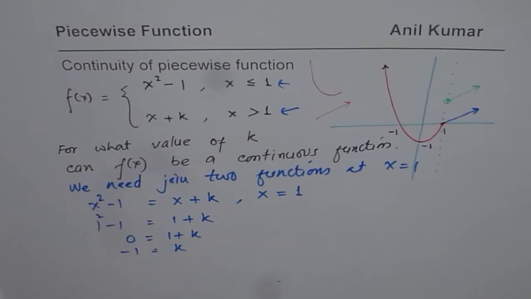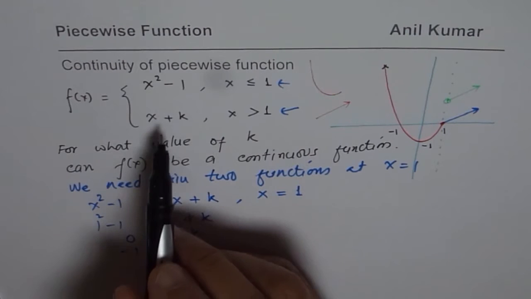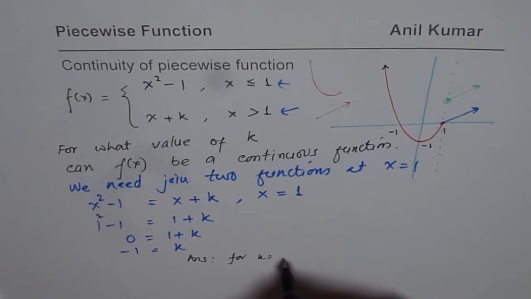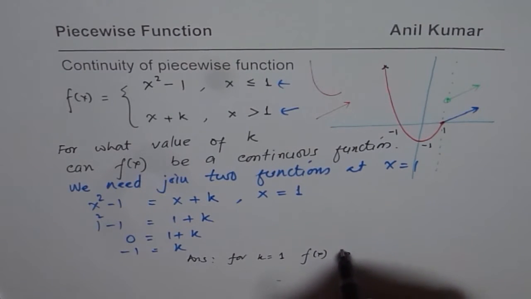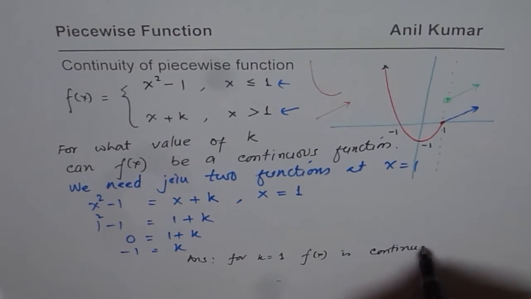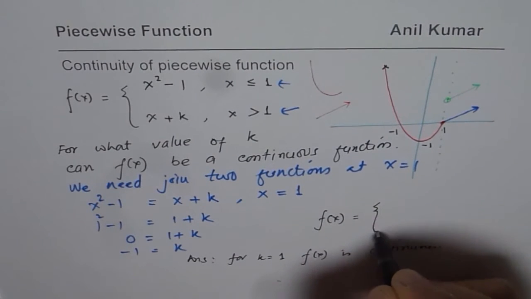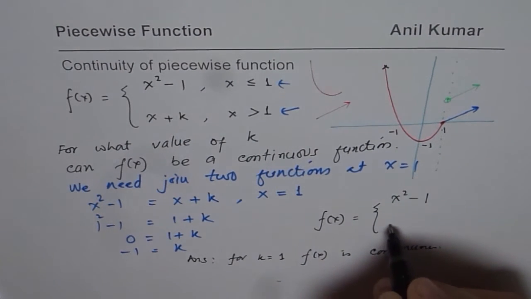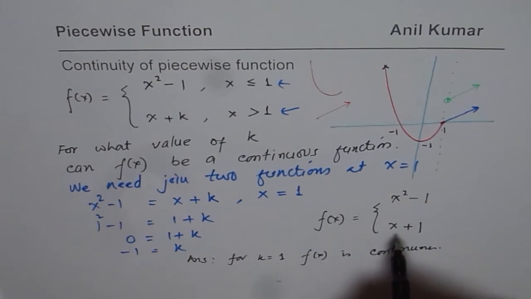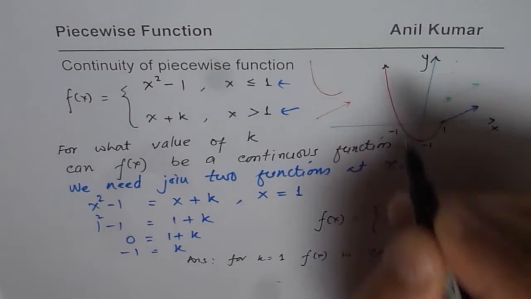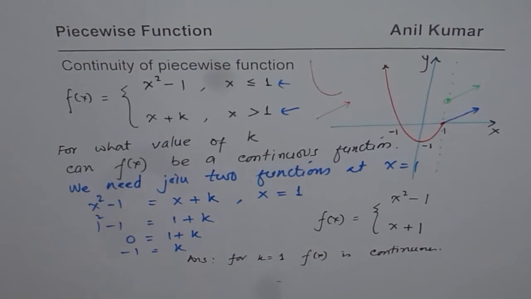So these calculations clearly show that a function which will be continuous will have k as equal to 1. So our answer is, for k equals 1, f of x is continuous, right? So that is the result. So our function, which is the continuous function, will be f of x equals x squared minus 1, x plus 1. So if I draw this x plus 1, that will be the line which I have shown here in blue, right? So that is how you can at times make piecewise functions continuous also.